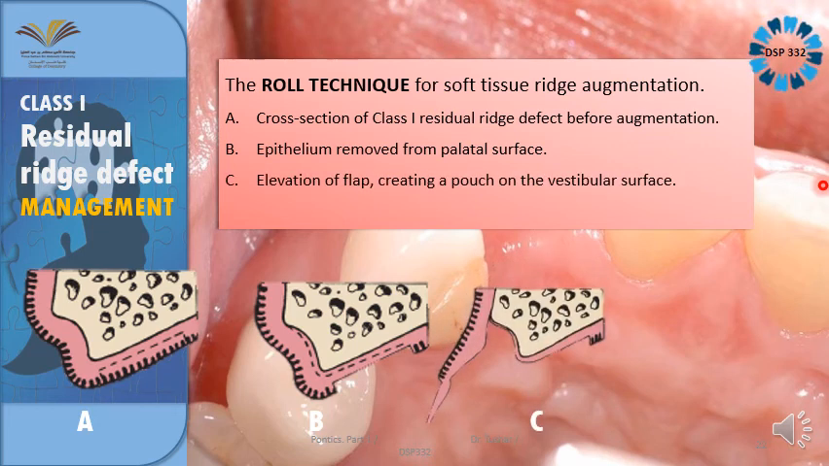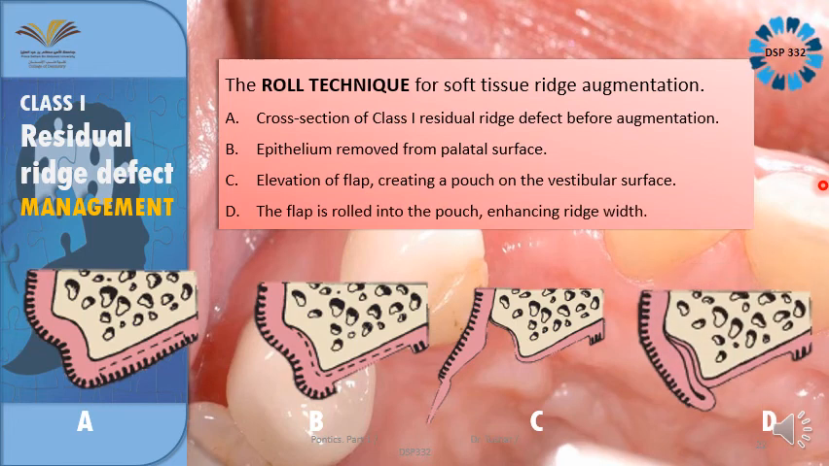Then elevation of the flap, creating a pouch on the vestibular surface. As you can see, we have created a pouch, and then the flap is rolled into the pouch to enhance the width. Now this is rolled inside and it has been sutured. So whatever faciolingual compromised condition there was has been restored with the help of the roll-on technique for your class 1 residual ridge defect. Who gave the classification? Seibert gave this classification. That is why it is called the Seibert ridge defect classification.